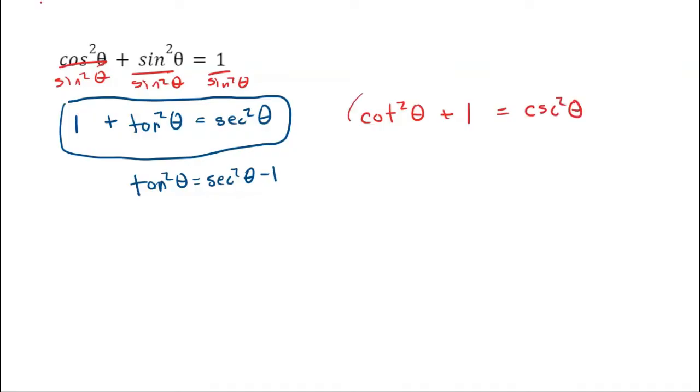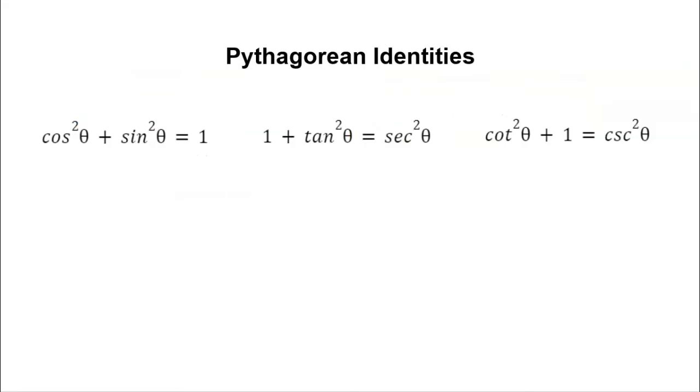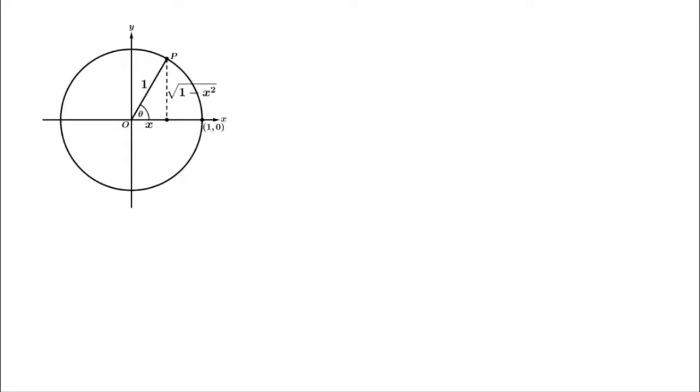So again, we get another Pythagorean identity built from the original cosine squared of theta plus sine squared of theta equals 1. So here are those main 3 Pythagorean identities. And don't forget that all of them can be manipulated a little bit to look different without being different. All right, let's talk about something else.